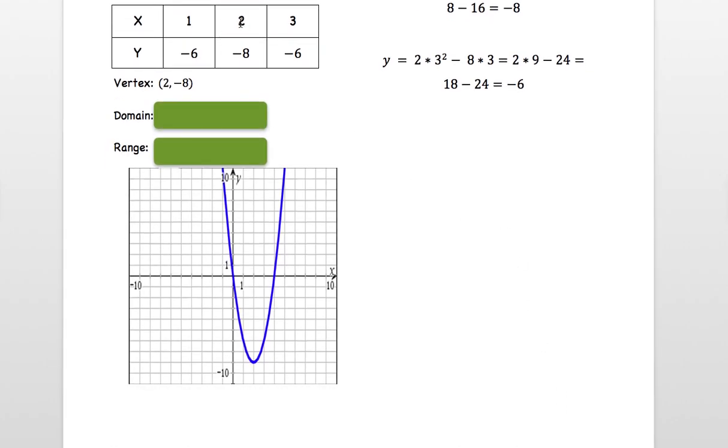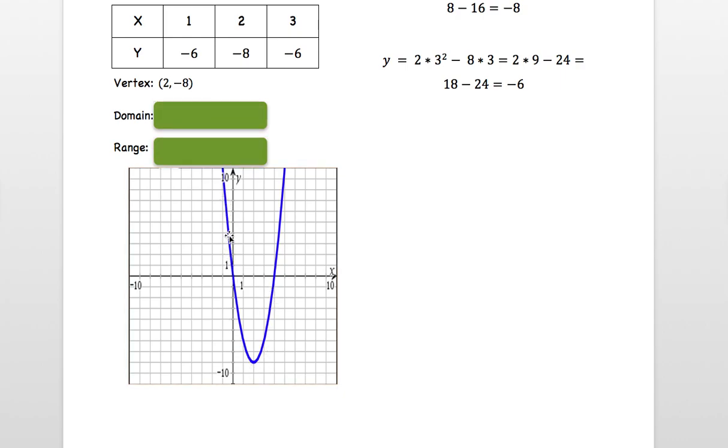If I plot these points, when x is 2, my y value is negative 8. So I come down here. Here's x is 2, here's negative 8 for the y value. So our vertex is right here. When x is 1, our y value is negative 6. So here's 1, negative 6 is right here. And then 3 and also negative 6. So 1, 2, 3, and negative 6 we have right here. And then we can go ahead and connect the dots. Okay, so this is what our graph looks like when we graph it.